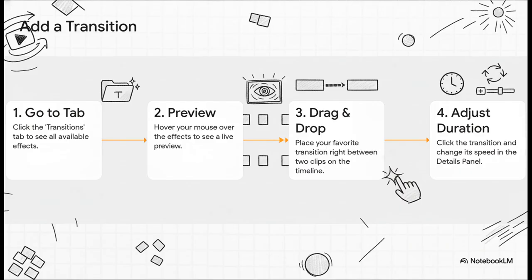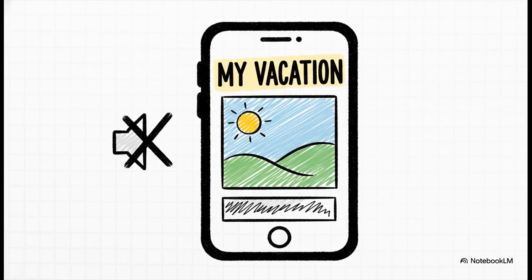You just pop over to the Transitions tab, and you can hover your mouse over them to see a little preview of what they do. Find one you like? Just drag it and drop it right between two clips on your timeline. You can even click on it and adjust how fast or slow it happens. Simple as that. Next up, text and captions.